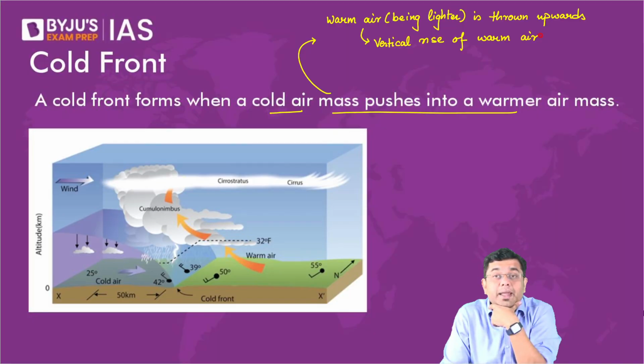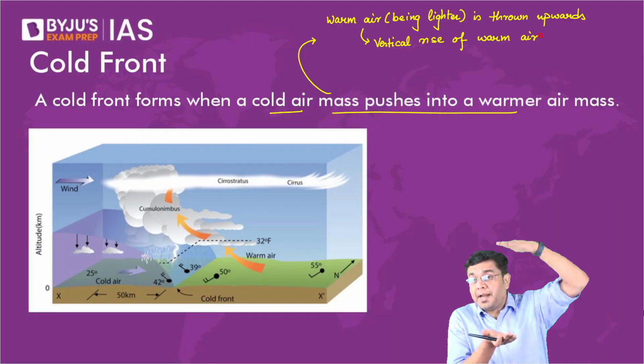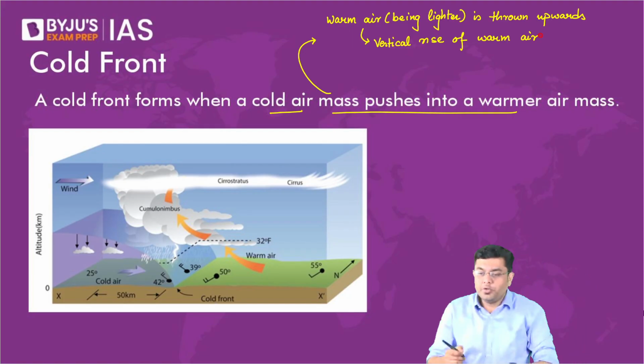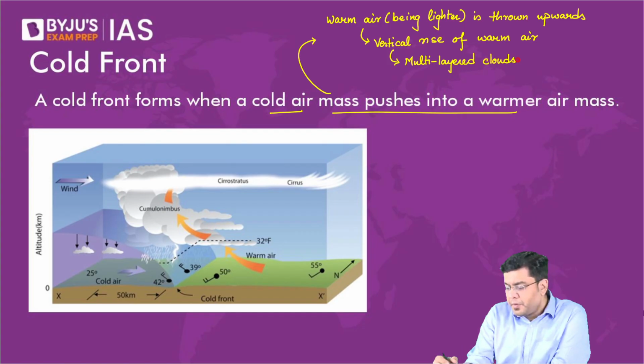And which is that cloud type? Cumulonimbus. Cumulonimbus has a significant vertical height associated with it. Condensation would have happened at multiple levels. That is when the cumulonimbus gets created. So this will lead to creation of vertical or multi-layered clouds, right? And these multi-layered clouds are mostly cumulonimbus.